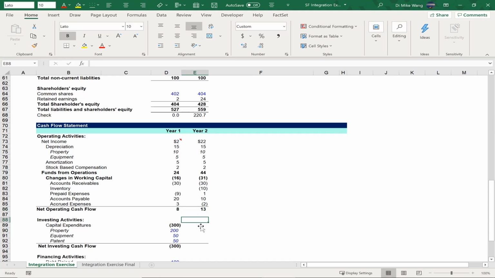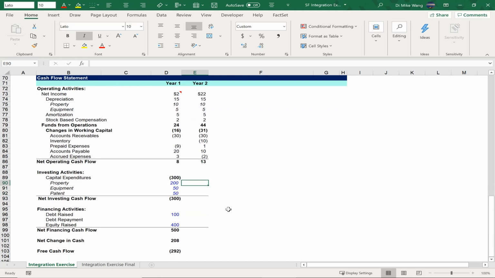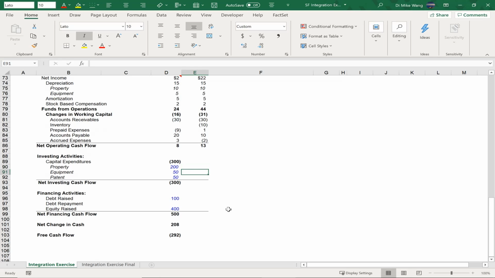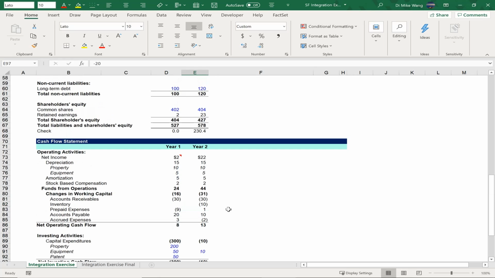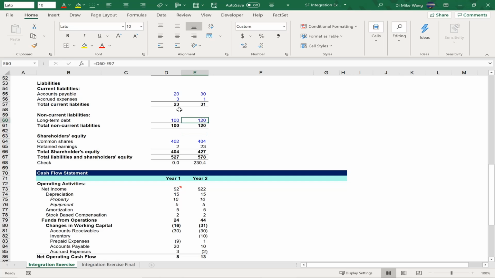Okay, so investing and financing activities are fairly simple in year 2, as we spent $10 in purchasing additional equipment. So $10. Remember, we're just copying over the formulas. And we spent $20 paying back debt. This is actually going to be a negative number. We have to reflect that here.